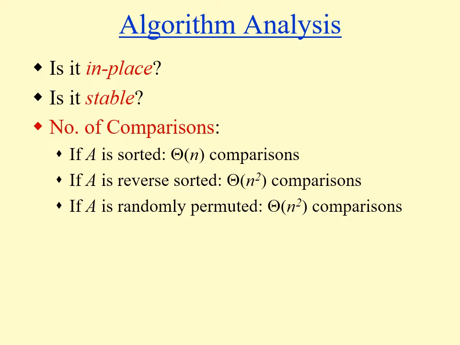If you go back to the algorithm before, you can find the comparison based on key and A[i]. Is key less than A[i]?